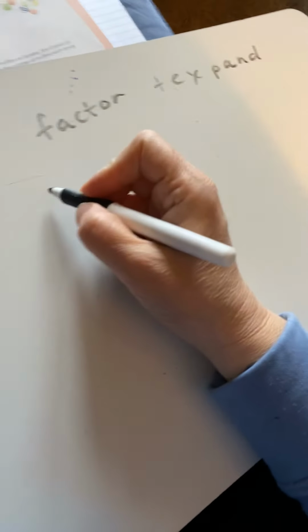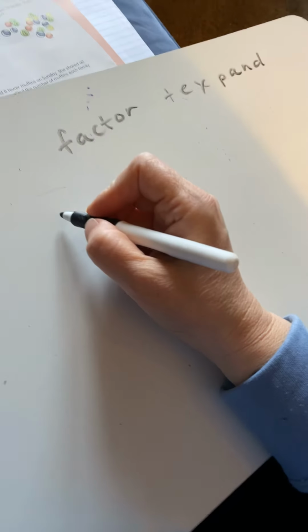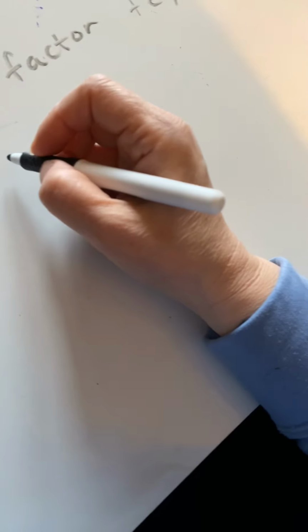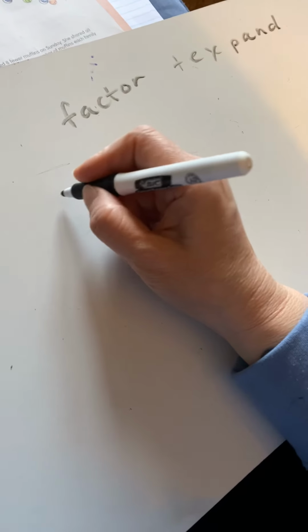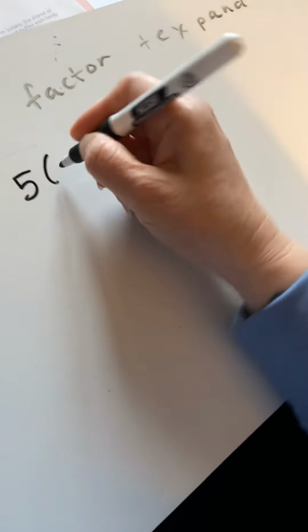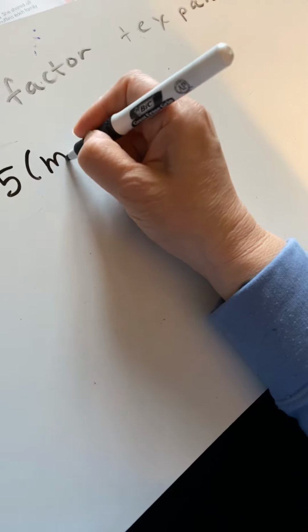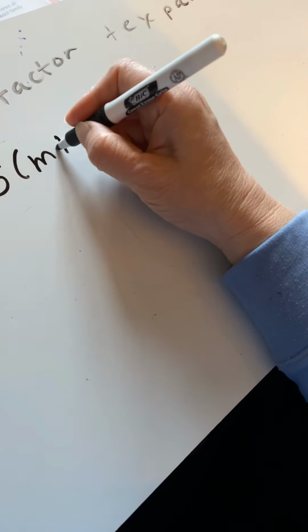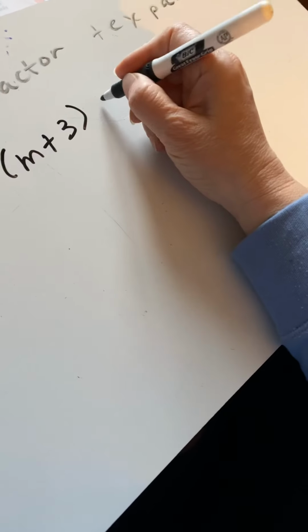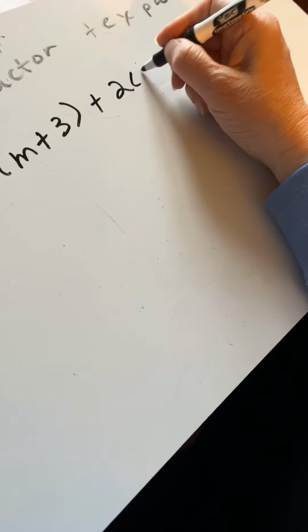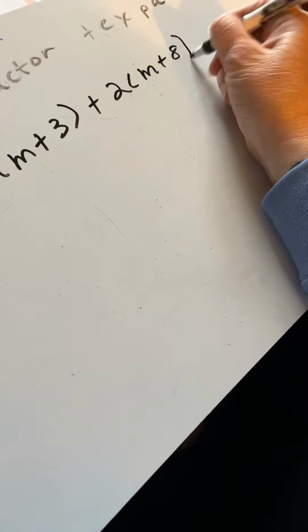All right, let's try this one. So you're going to expand this one first. This happens to be number 11 in the chapter review, page 44. Okay, so this is how we expand. So the question is 5 times the quantity m plus 3 plus 2 times the quantity m plus 8.